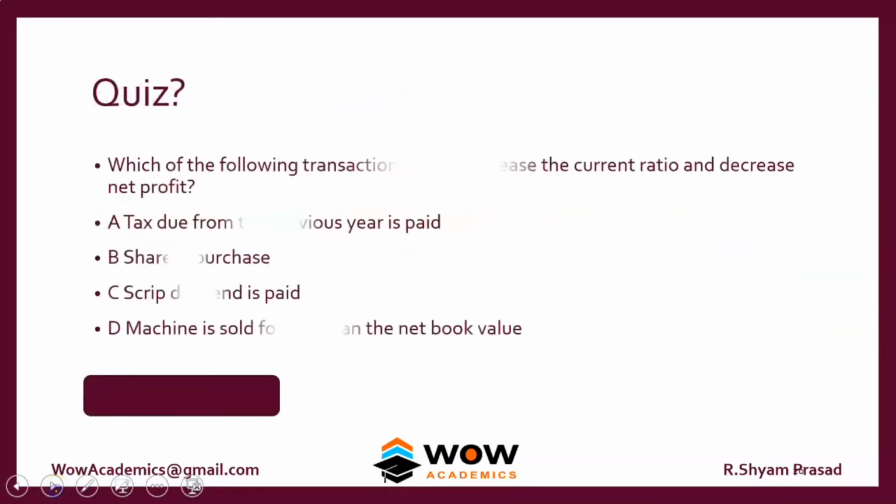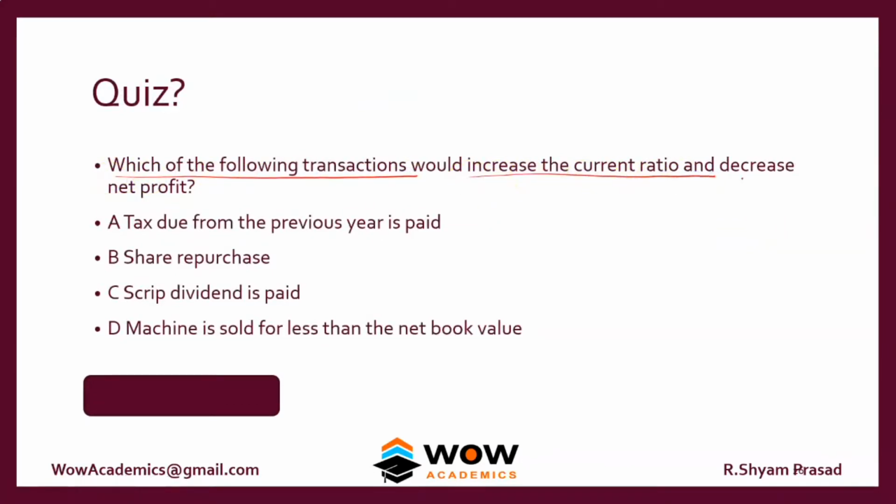We have a quiz. Which of the following transactions would increase the current ratio and decrease the net profit? Whenever you have this kind of increase or decrease in current ratio, it is better that you write and work out the current ratio. So we'll start with the first option.